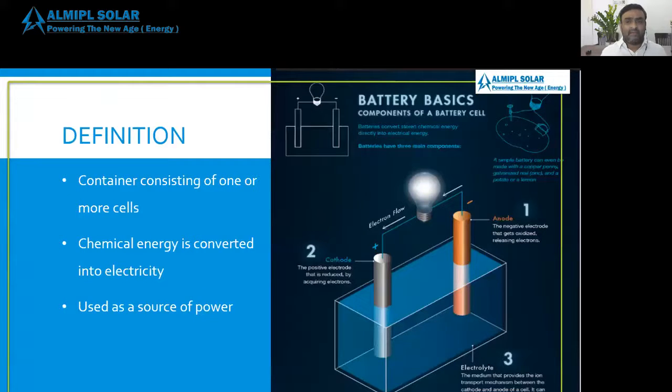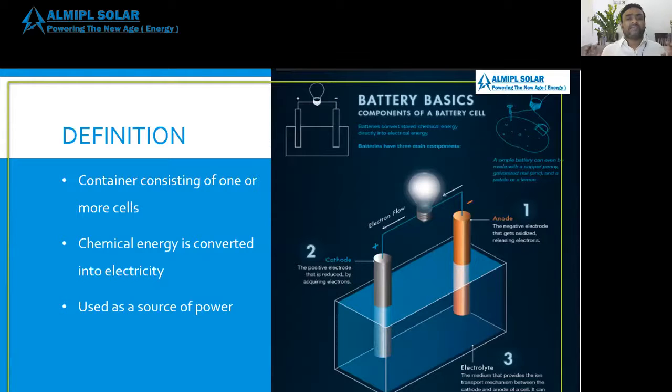Definition of the battery: a container consisting of one or more cells. That means plates. There is a positive plate and a negative plate, called anode, cathode, and electrolyte. So the battery's basic components are these three things. The rest are the filter cap and a rubber case. It is molded in a rubber can. These are the components being used.